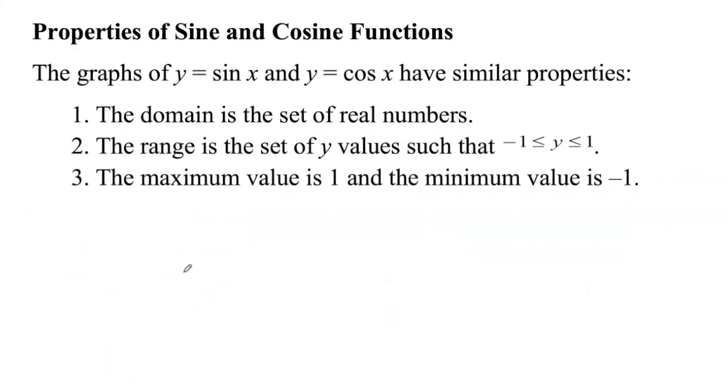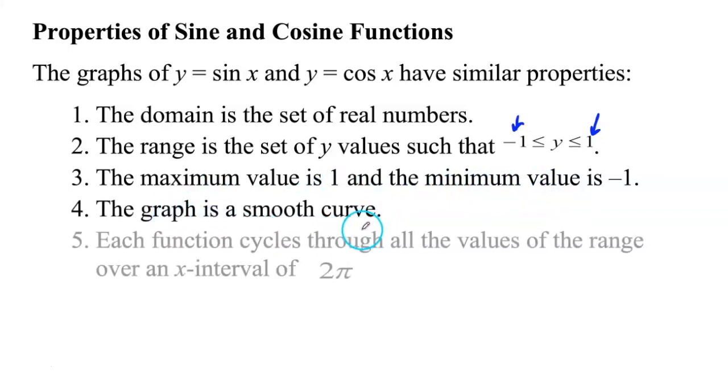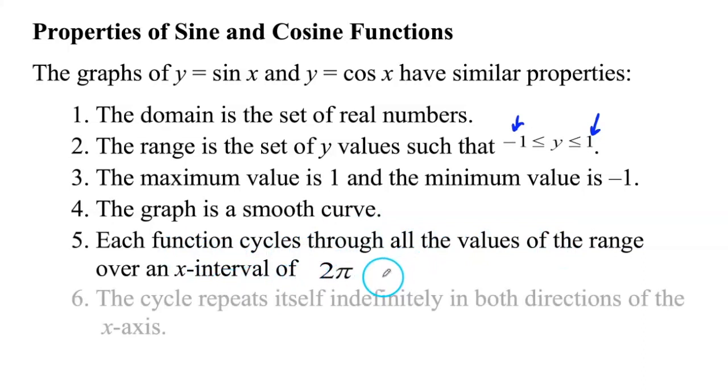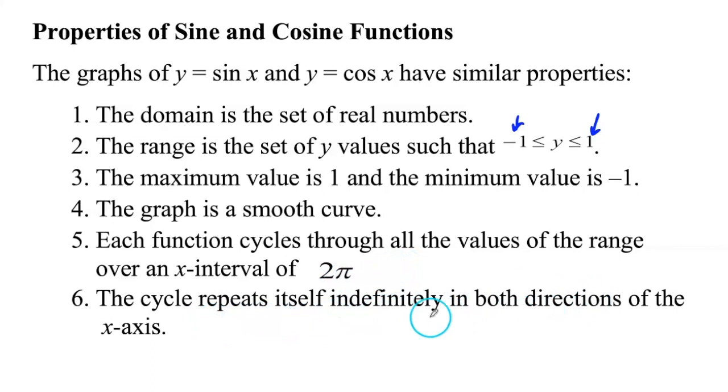Now, these are properties for the sine and cosine functions. Again, both are very similar. The domain is all the real numbers because, remember, they go to the right and to the left. The range is -1 to 1, because that's my amplitude, right? This is the amplitude, the maximum value, and this is the minimum value. The maximum value is 1 and the minimum value is -1. It's a smooth curve, I just did that. Each function cycles through all the values of the range over 2 pi. That's your period. The cycle repeats itself in both directions. These are properties for both.